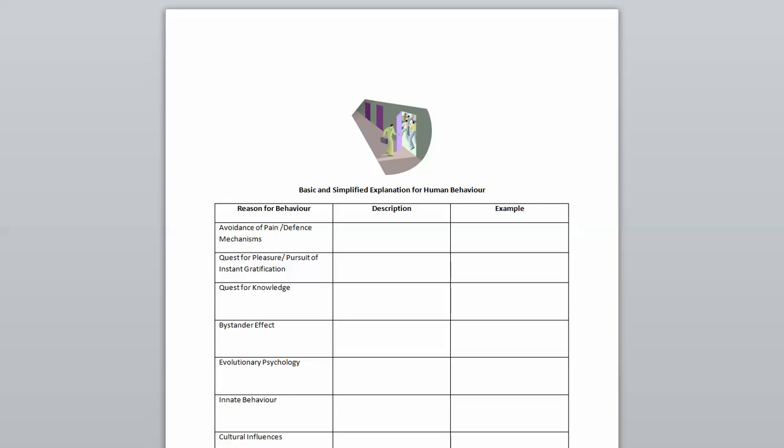Defense mechanisms, we didn't talk at all about defense mechanisms, but there are a lot of defense mechanisms humans use to, I guess, maintain self-preservation or to maintain their dignity in front of people.